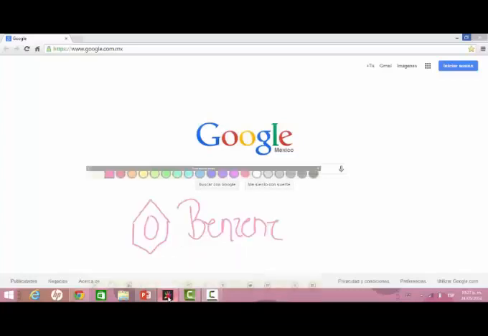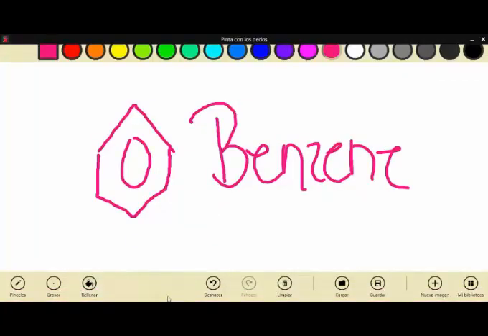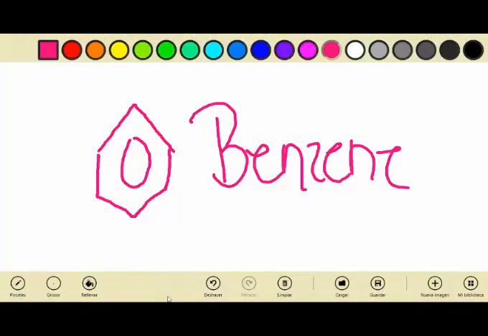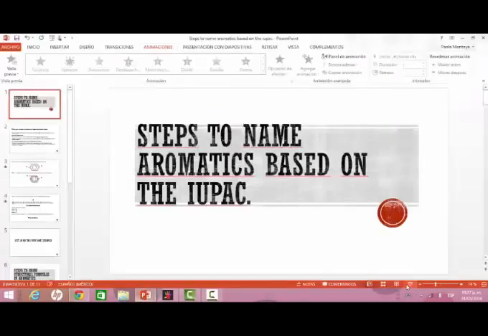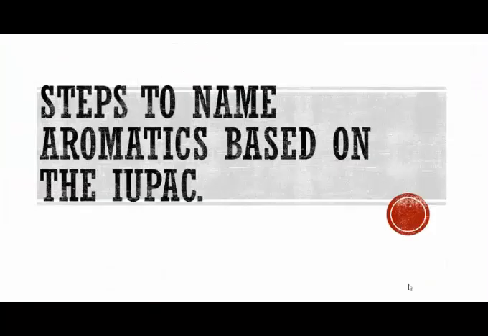Hello, my name is Paola Montoya, and I'm gonna talk about aromatics, which are benzene and toluene. First of all, we have to know that all aromatic compounds are based on benzene, which has a ring of 6 carbon atoms. This is the basic structure of a benzene. So, now, we are going to learn the steps to name aromatics based on the IUPAC.